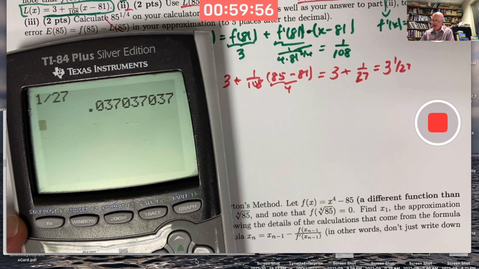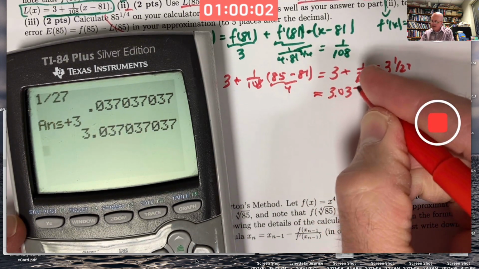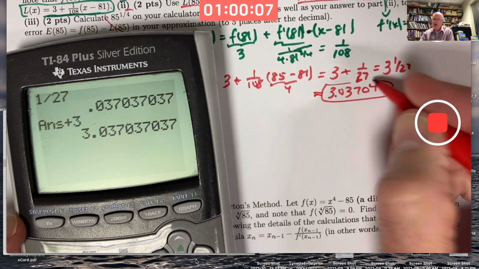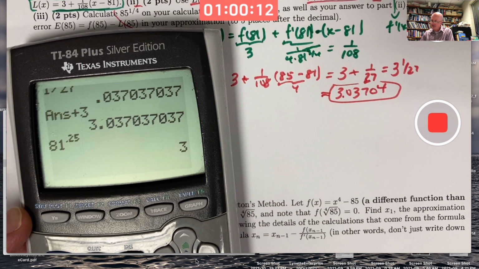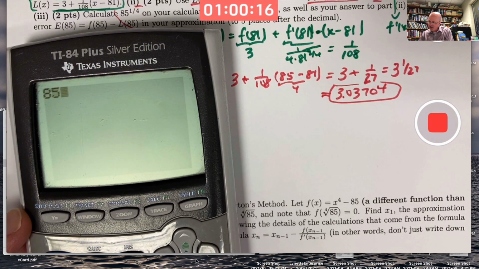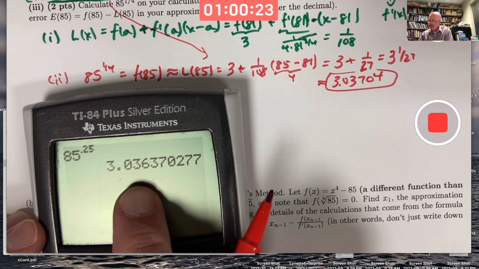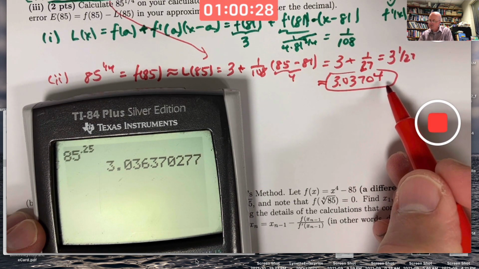1/27th is that, add 3. 3.037, 5 decimal places will be 0.4. How close is it? Well, 81 to the 0.25 power is exactly, oh, I want 85, sorry. Thought that seemed funny. 85 to the 0.25 power is this, 3.03637 instead of 704 there. So not too far off.